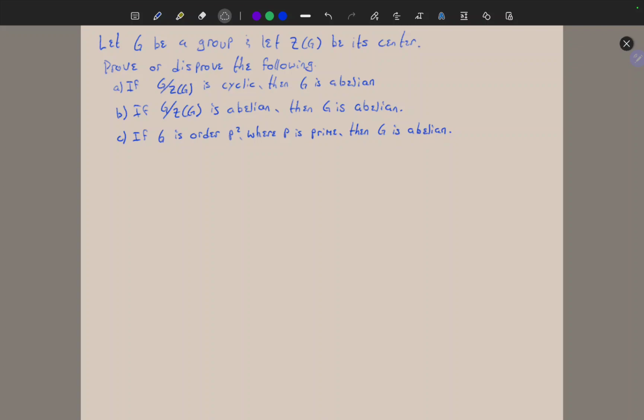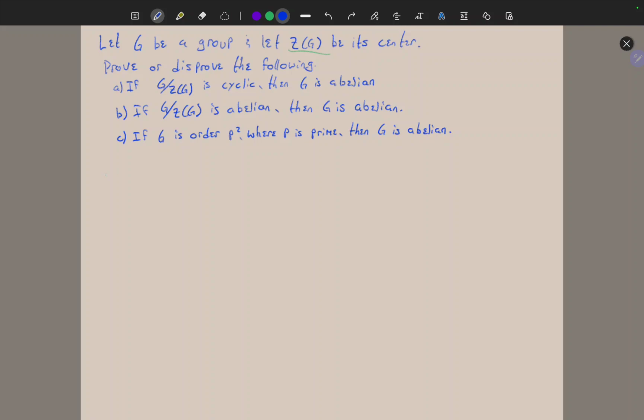So the problem says, let G be a group and let Z of G be its center. So this is going to be notation for the center of the group. Prove or disprove the following. A, if G mod its center is cyclic, then G is abelian. B says if G mod its center is abelian, then G is abelian. So here we have a weaker condition. And C says if G is order p squared, where p is prime, then G is abelian.